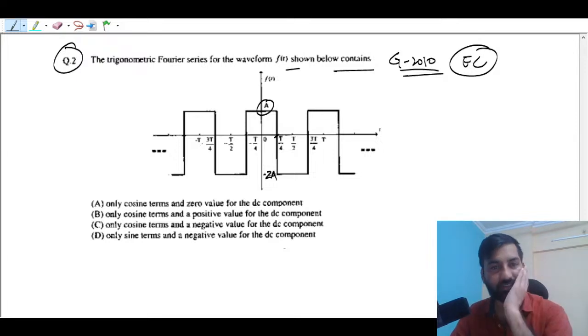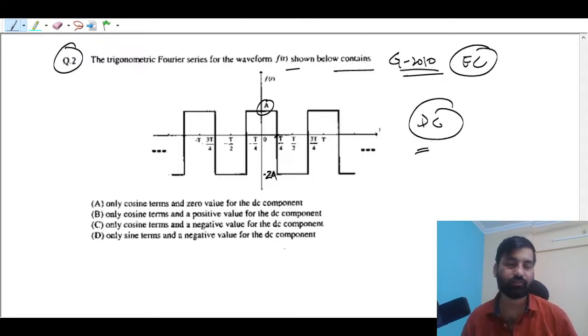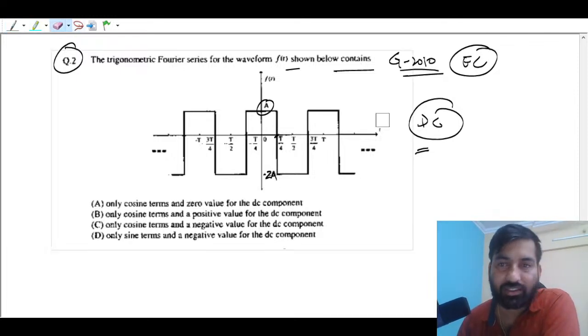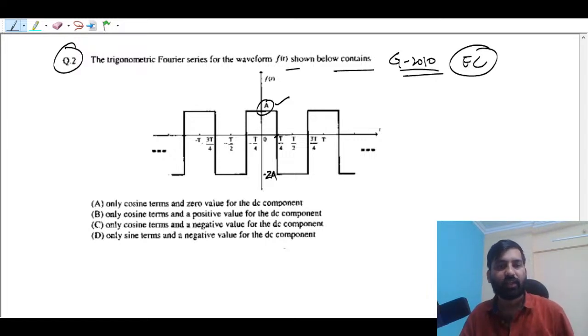So if you remove the DC, or you can say if you add DC here, it will be symmetric. So what you have to add, certainly DC will be there. Understood? So first of all, let us read the options as well, because how am I able to find the DC? In this given waveform there is a DC component, because this is A and this is minus 2A, right? So they are not symmetrical. If they are not symmetrical, मतलब there is a DC.